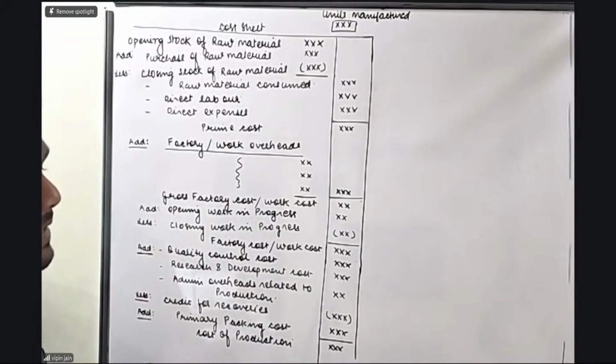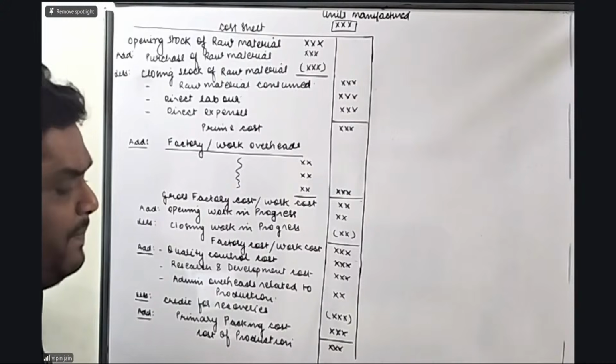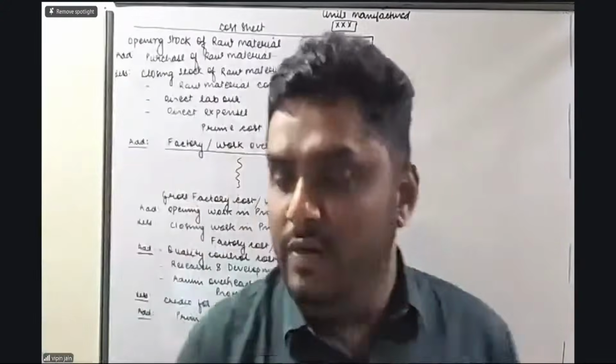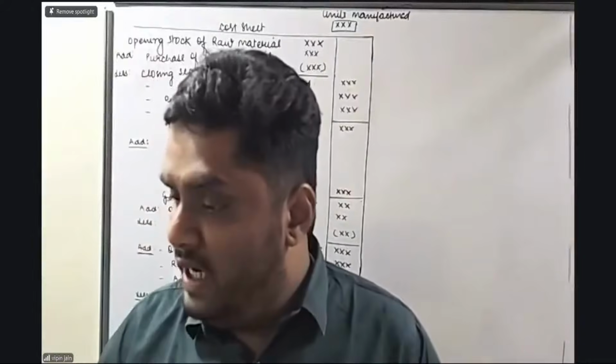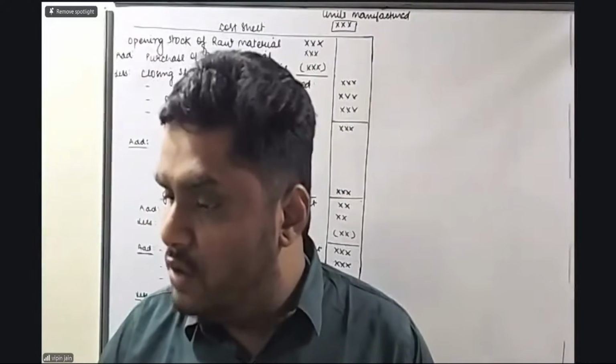So there are a few items that need to be discussed. That is quality control cost, research and development cost, administration overhead related to production, credit for recoveries, and primary packing cost. So the total will be cost of production. Let me check a few queries.